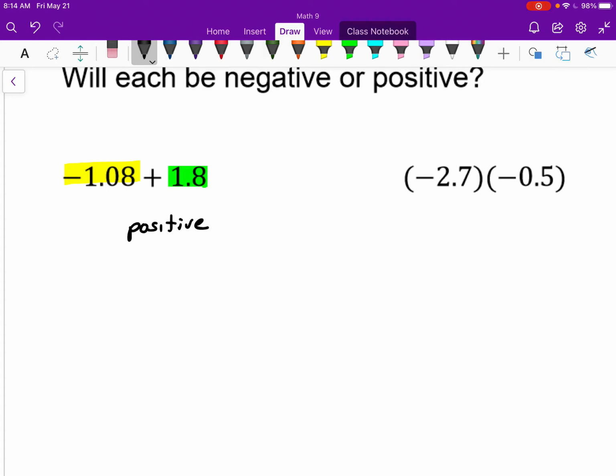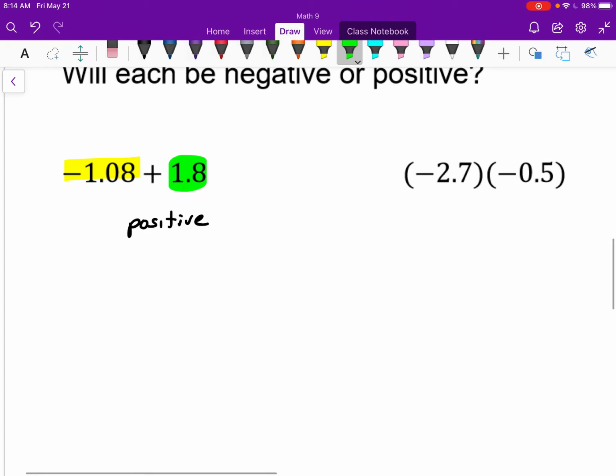Although I will say, if this wasn't 1.8, if this was 1.08, then I'd have the exact same value, but one is negative, one's a positive. We call that a zero pair, and together they'd make exactly 0. 0 is not a negative or a positive number. 0 is 0. It's kind of special. It's probably the most important number, but in this case, again, 1.08 and 1.8 are not the same value, so -1.08 plus 1.8 is positive.